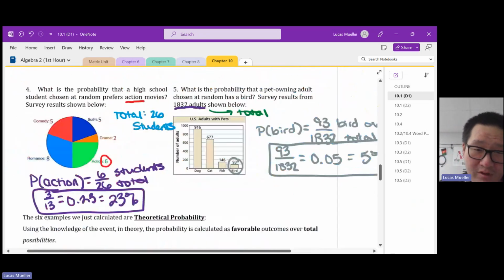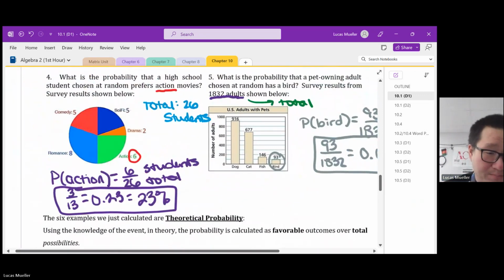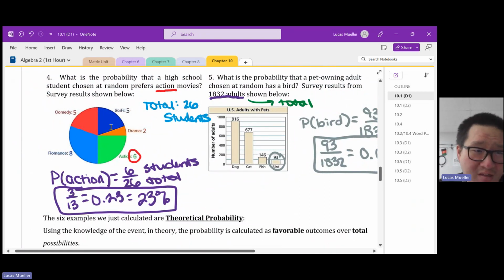Moving on down to these two we did not get to, we have data given to us. We have this pie chart showing movies that students prefer, and we want to know, if a student is chosen at random, the chance that they prefer action. So we want to add the total first. We get 26 total students in the survey. The probability of action movies being picked is 6 students out of 26, or 3/13, or 0.23, or 23%.